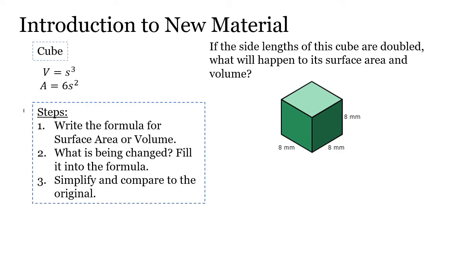So here are the steps we're going to use to solve these questions. Step 1, write the formula for surface area or volume. Step 2, what is being changed? Fill that into the formula. And then step 3, simplify and compare to the original.